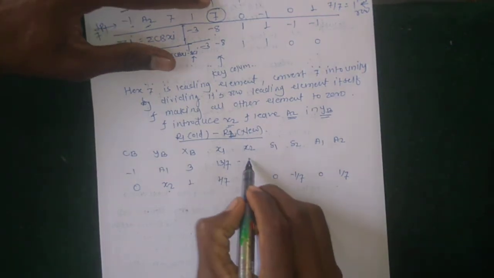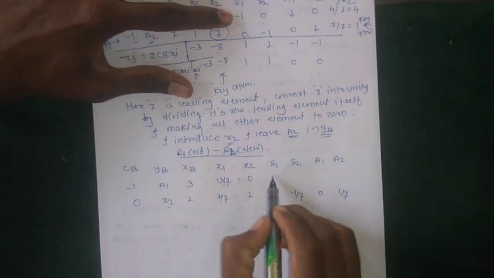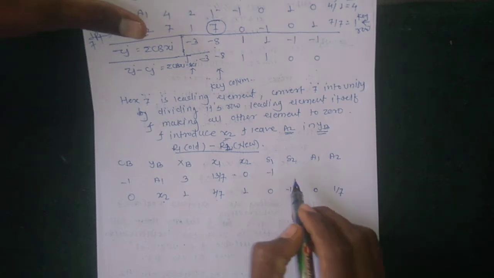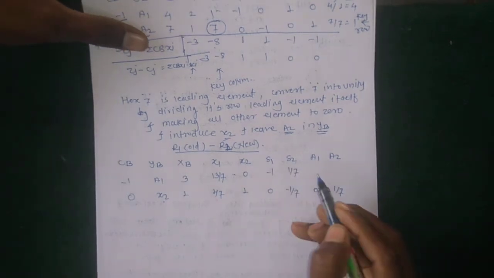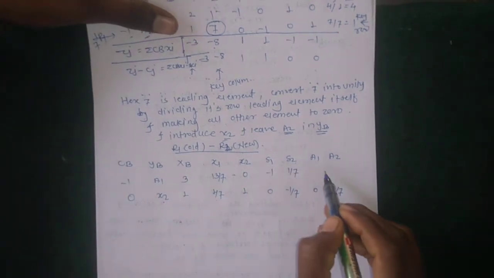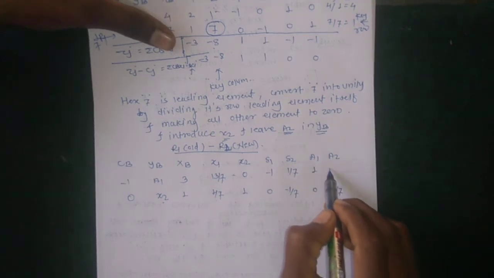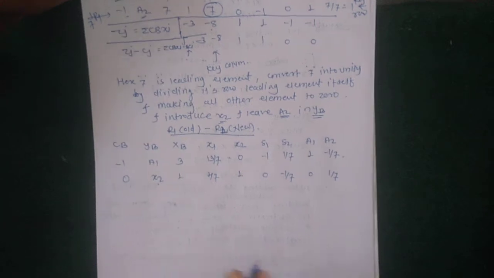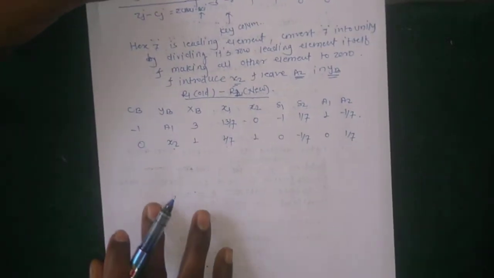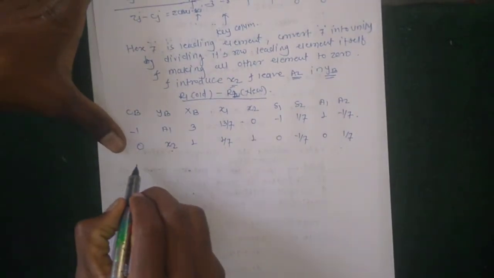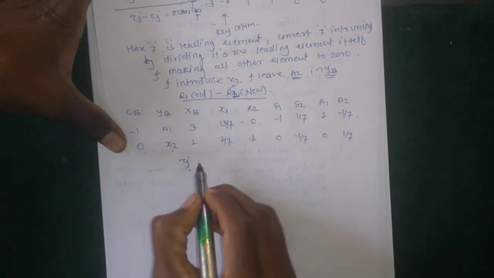Then 1 minus 1 is 0, then -1 minus 0 as it is, then 0 minus -1/7 means 1/7. Okay, then 1 minus 0 is 1, then 0 minus 1/7 is -1/7. Again find the simplex zj minus cj. So firstly find the zj.